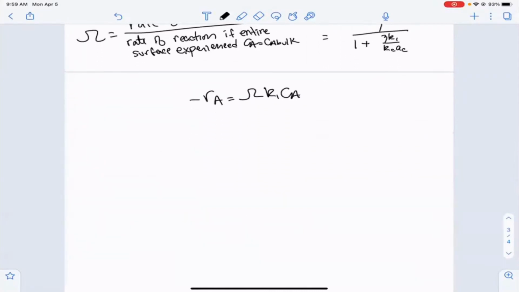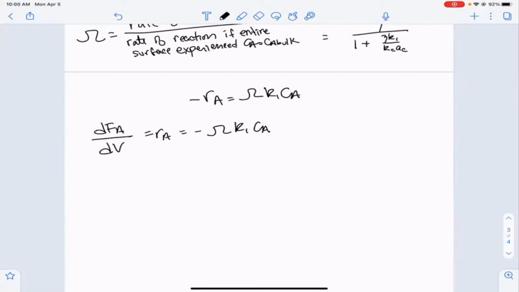Let's do A to B in a packed bed reactor. dFA dV, going back to the volume, is equal to this RA, which is equal to minus the overall effectiveness factor times K1 times CA. And we've also had practice this semester with other things. For example, if we wanted this in terms of the catalyst weight, we could do RA prime, K1 prime. Or we also could solve this equation with the areal rates as well. And all of those are interchangeable.